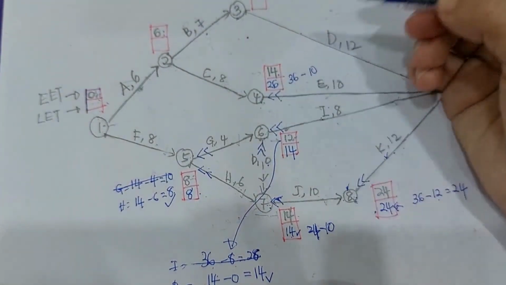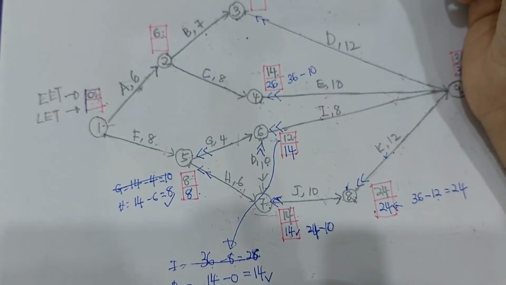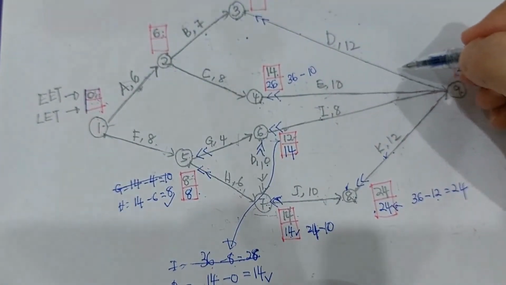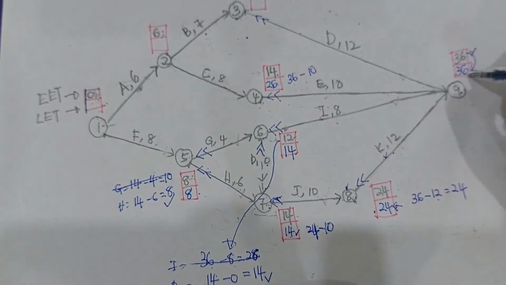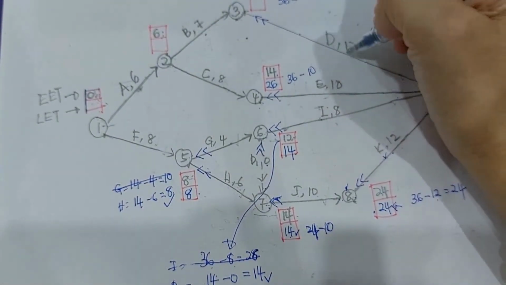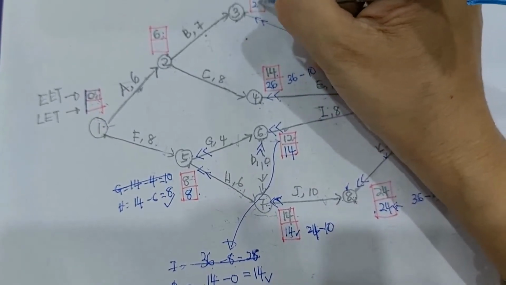From event number 4, we go to event number 3. Only one line pointing at number 3 backward. So it is activity D. Activity D comes from this event. This is the previous LET, 36 minus 12. So it will be 24 over here.